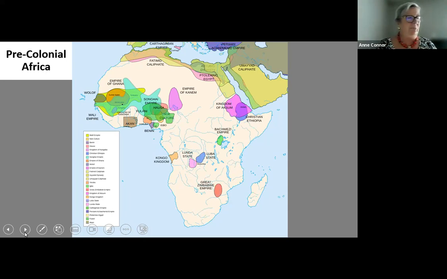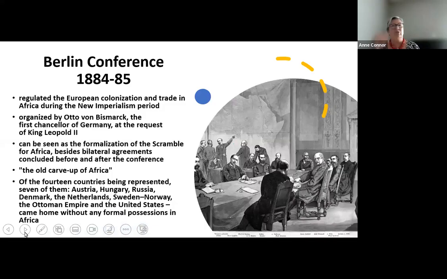But the borders only came once the colonizers came and shared Africa between them, mostly done through the Berlin Conference in 1884-85 that regulated the European colonization and trade in Africa during the new imperialist period. They started by just wanting to impose trades with their own conditions. But to effectively do that, they had to take over the country. And this is what happened. It was organized by Bismarck, who was the first chancellor of Germany, at the request of King Leopold II of Belgium, who is going to play a role in acquiring the Congo.